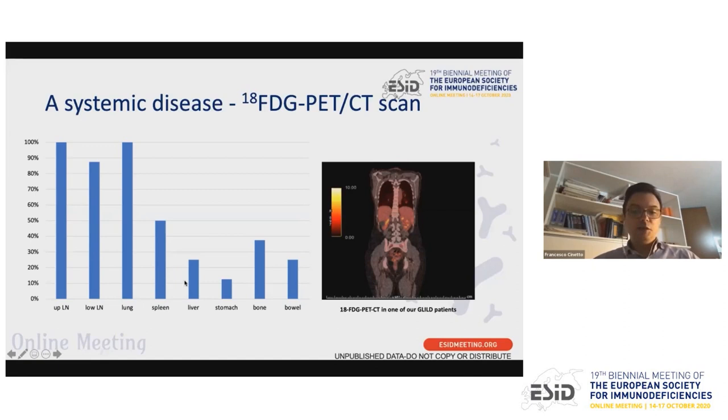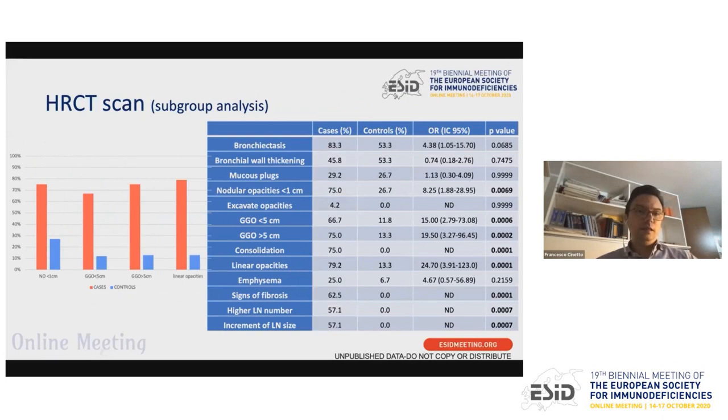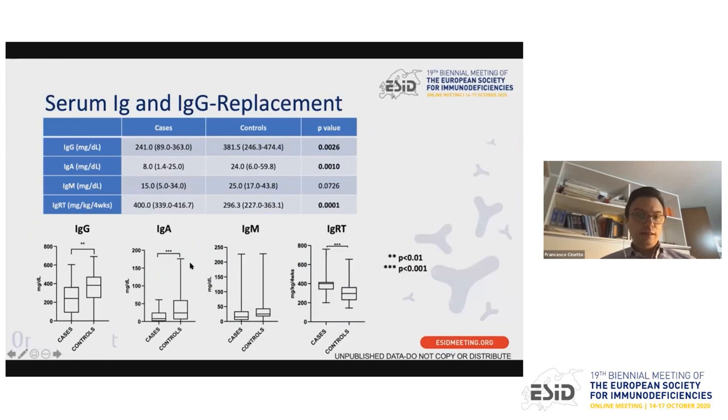The HRCT scan of the lung highlighted some peculiar features of GLILD that were an increase in size and number of mediastinal lymph nodes, the presence of signs of fibrosis and consolidation, but a significantly higher prevalence of nodular opacities, ground glass opacities, smaller and bigger than 5 centimeters, and linear opacities among GLILD patients.